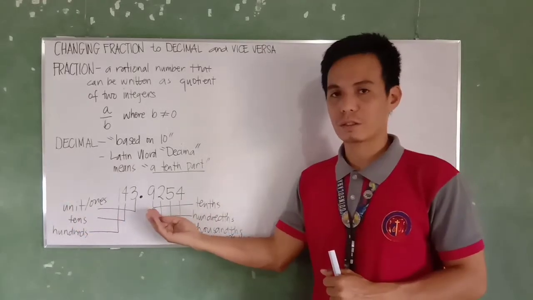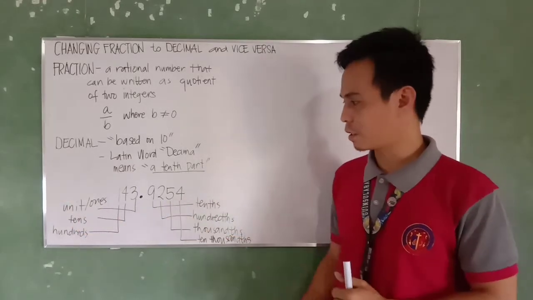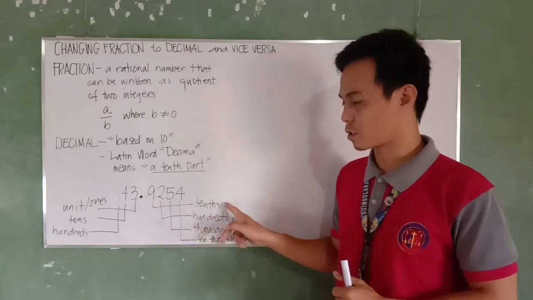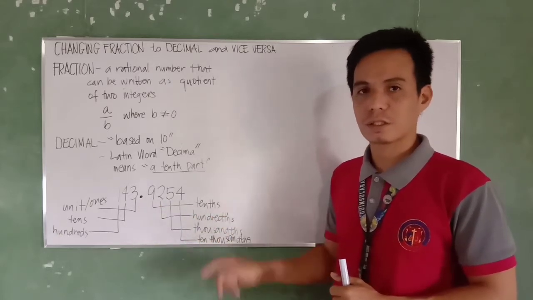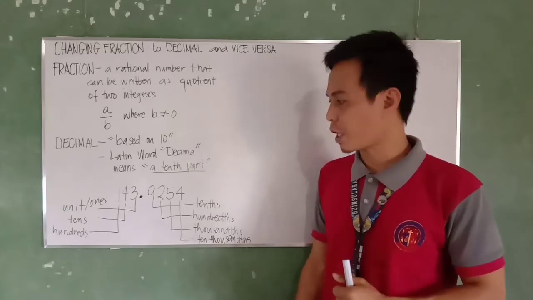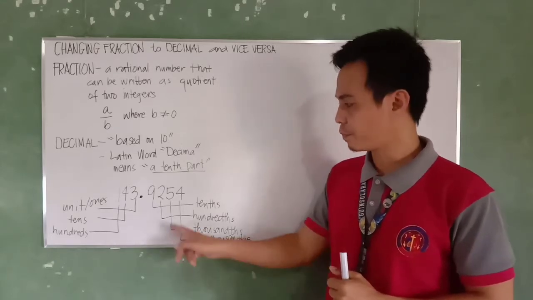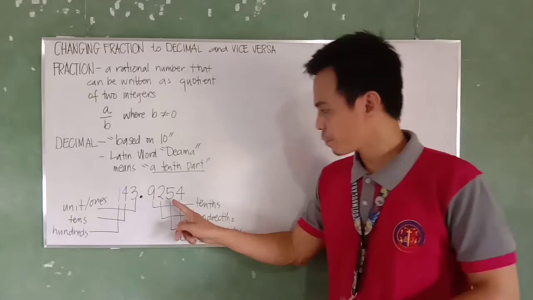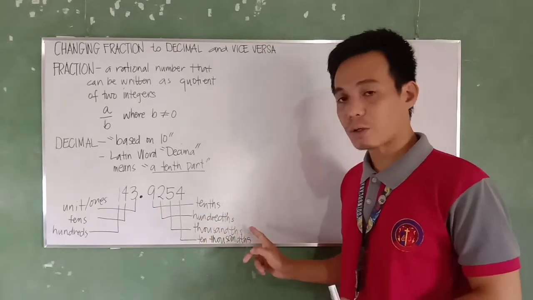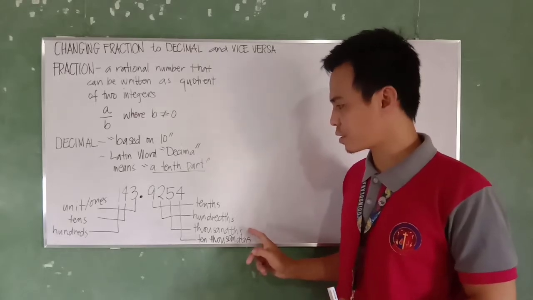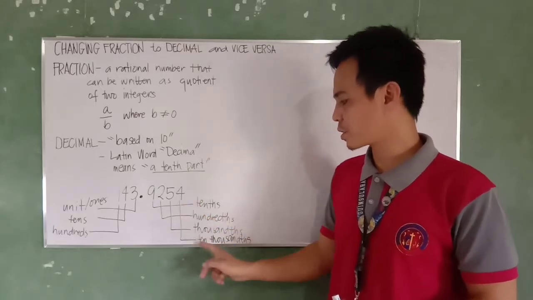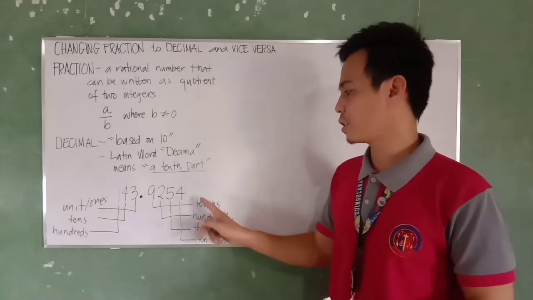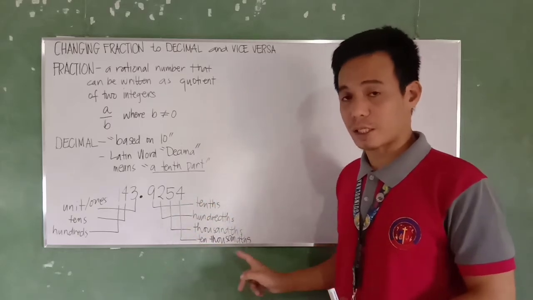Now, how about the numbers to the right? So, the first number next to the decimal point is your tenths. Tenths. So, that is 1 over 10 part of a number. Next, the number 2 here is the hundredths. Then, the 5 here is the thousandths. The 4 here is the ten-thousandths. And the next number, if we have, is the hundred-thousandths.